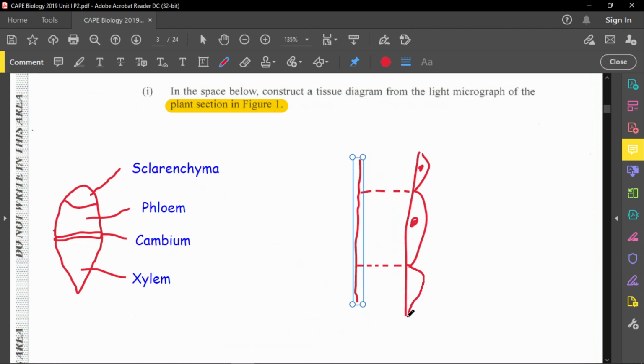Because the diagram should always be annotated. Please always try to do that as best as possible. Annotate your diagrams. All right, so I'm going to label this portion right here. So let's put an arrow right there.